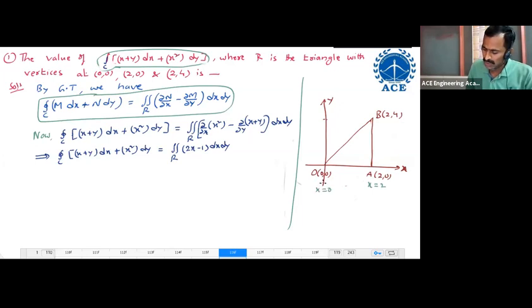It is a line at x equal to 0. Next, it is a line at y equal to 0. This is a line at y equal to 4. It is a closed curve and region R.